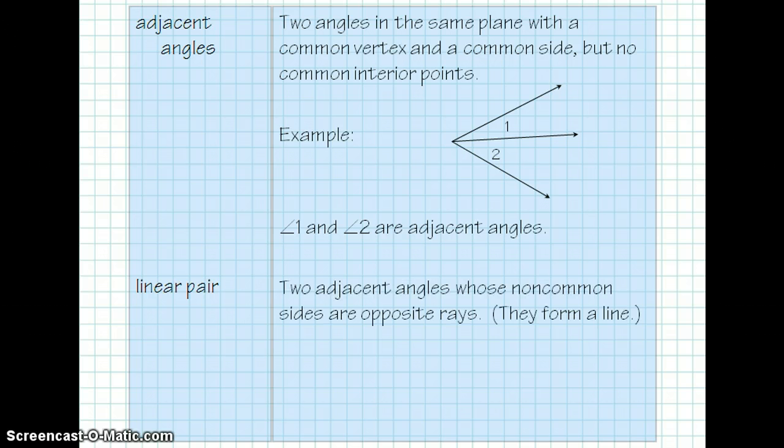Now a linear pair is two adjacent angles whose non-common sides are opposite rays. Basically, these are two angles that form a line. Now, you need to be able to see a linear pair from now until June, because these are going to come up over and over and over again. So, if you look at the name linear pair, you see the word line in it. That's going to be a clue as to what we're talking about here. So as you can see, these form a line.